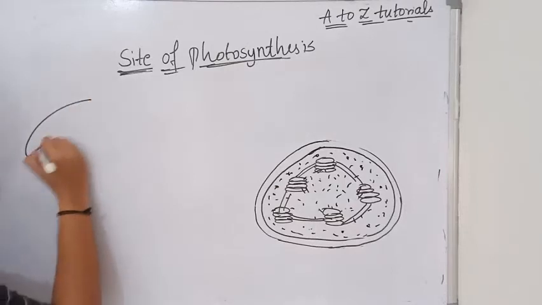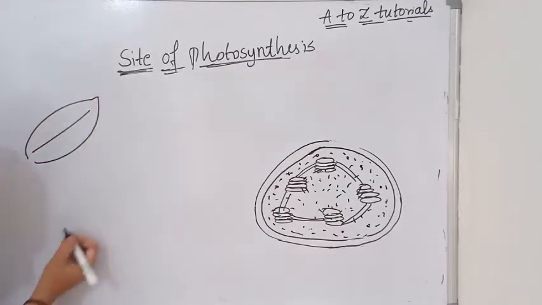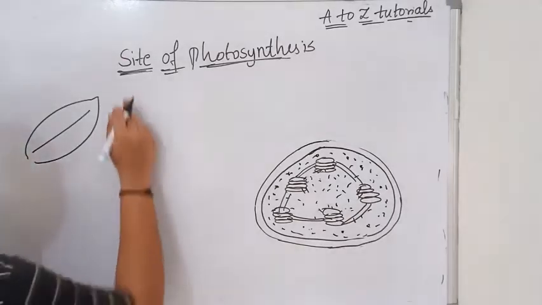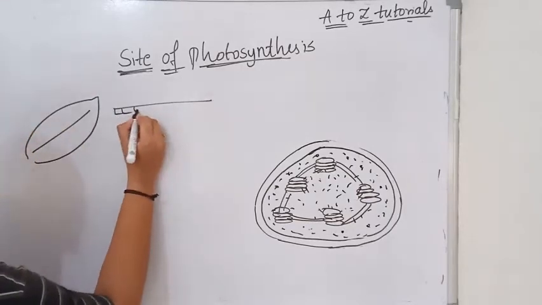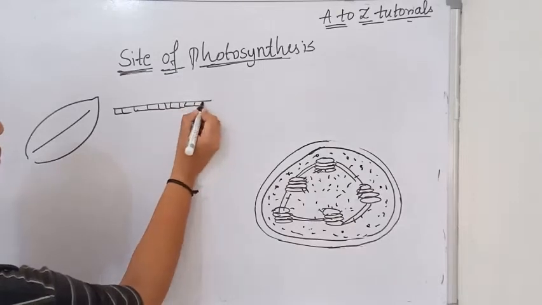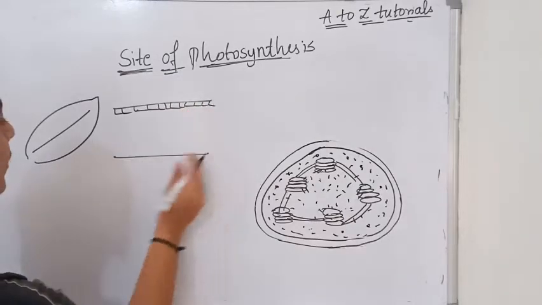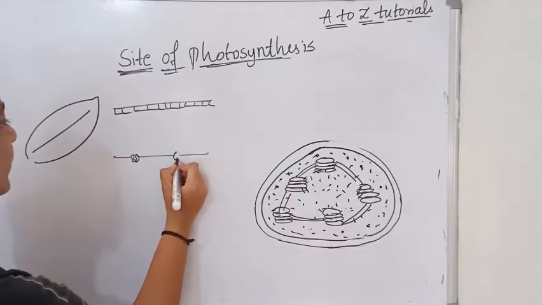This is the structure of a leaf. If we take the structure, it is having what? It is having the upper epidermis, and the lower epidermis. This lower epidermis is having what? The stomata.